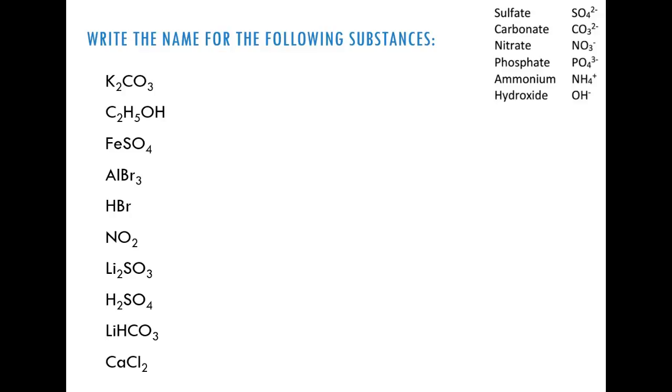Okay, for the first one, this is an ionic compound. It starts with a cation. We need to name the 2 parts. And K is potassium. And then CO3 is carbonate.